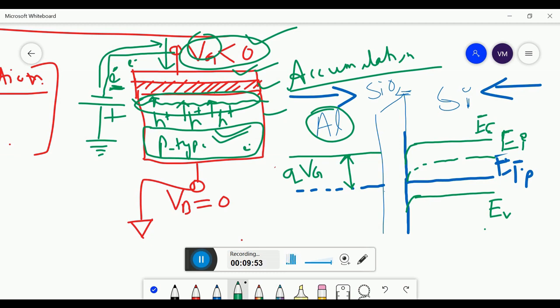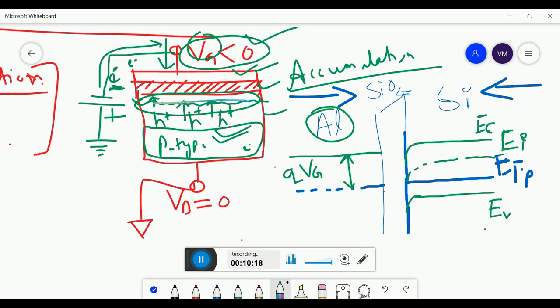So all this thing in the bulk, they will remain same, they won't change. Fine. What will happen? Only the changes will occur at the surface. Fine. So let's see what should happen. More number of holes are here at the surface. If you see, more number of holes are at the surface.